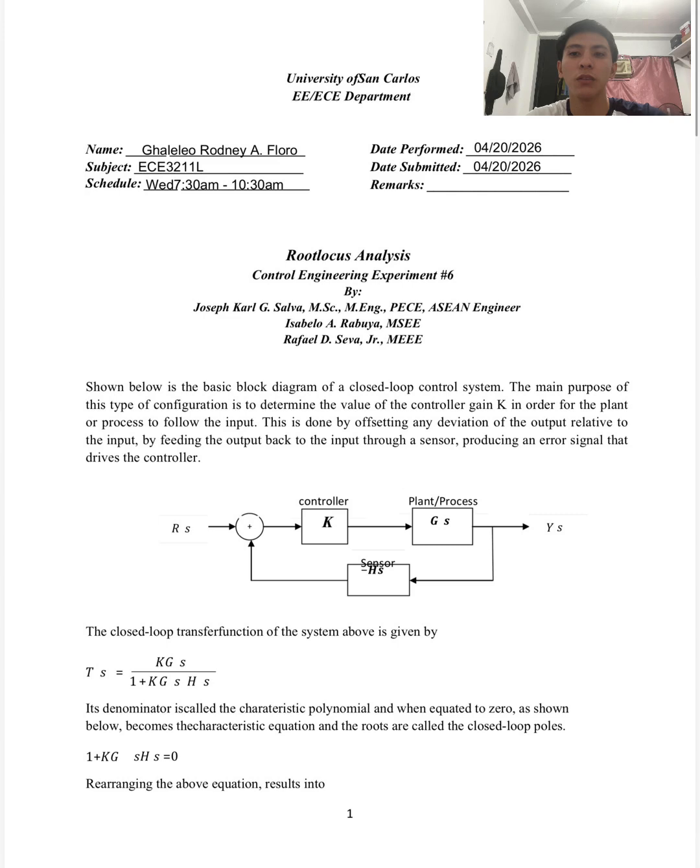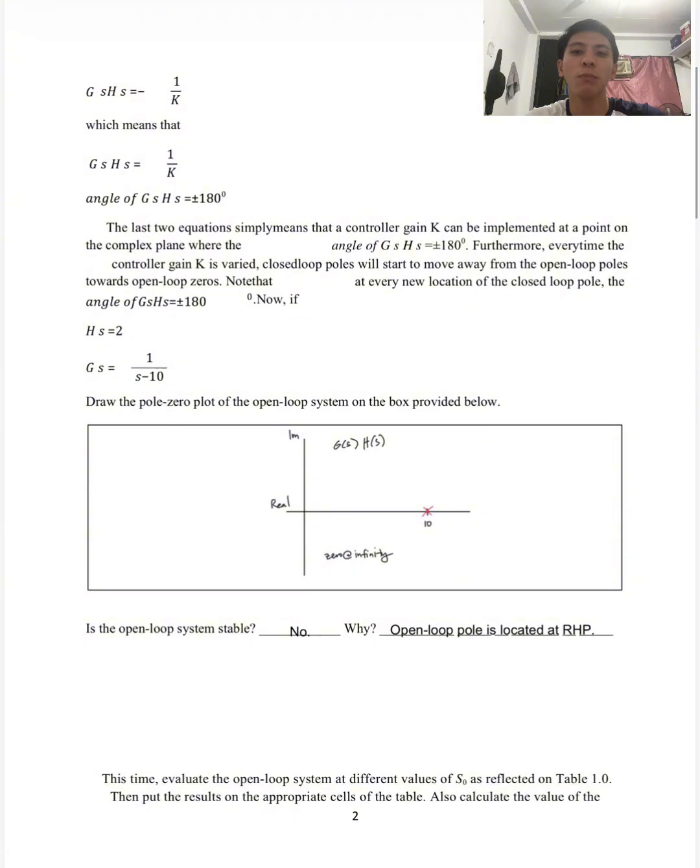From this, we learned that the roots of the characteristic equation are called closed loop poles, and these poles determine the behavior and stability of the system. The open loop system was analyzed using pole zero plots. The report explains that the system is unstable because the open loop pole is located in the right half plane, or RHP. This is important because poles in the right half plane cause the output to grow uncontrollably.